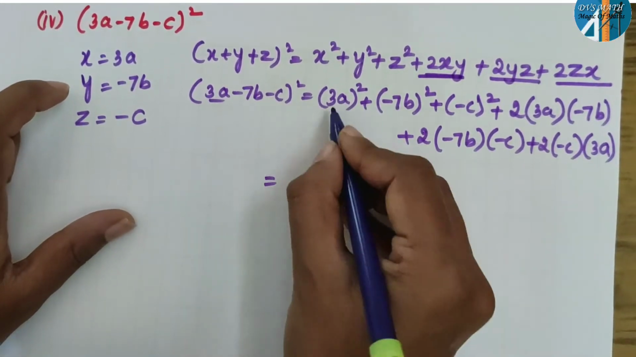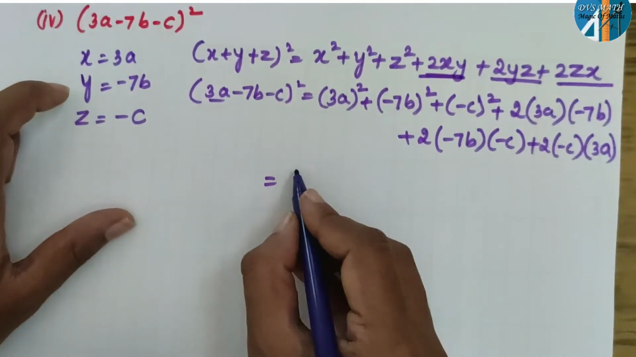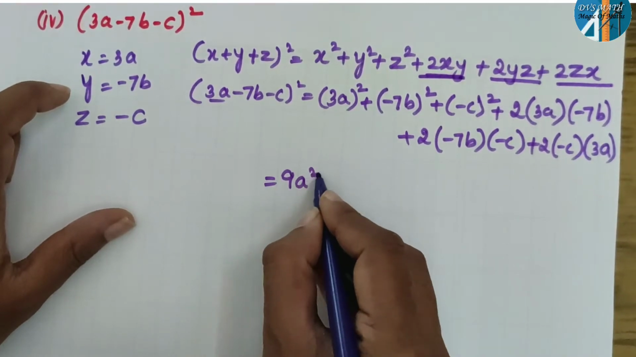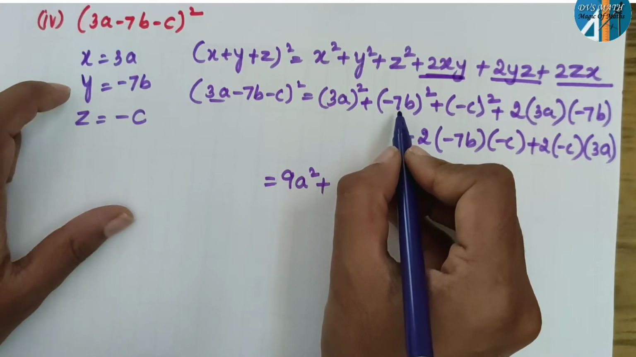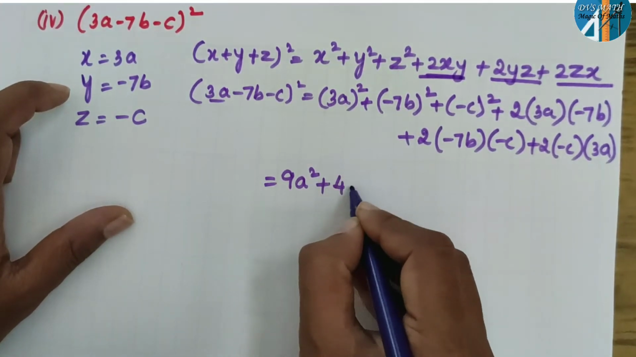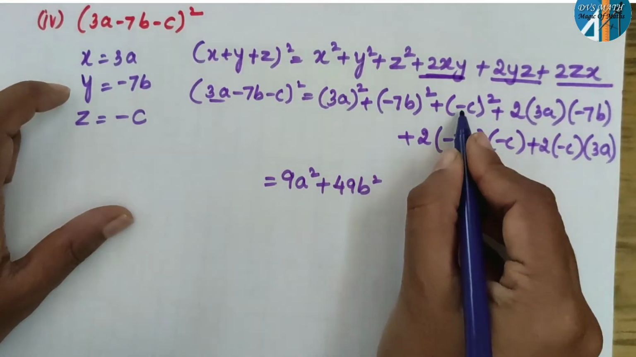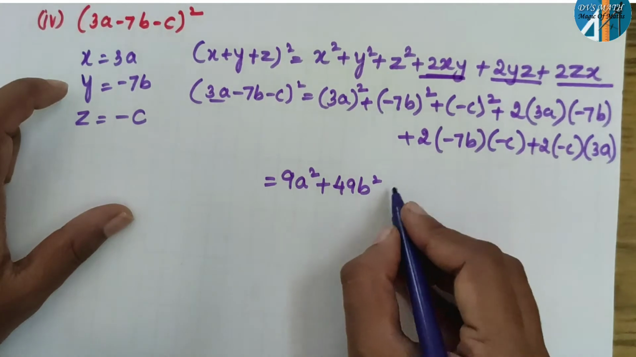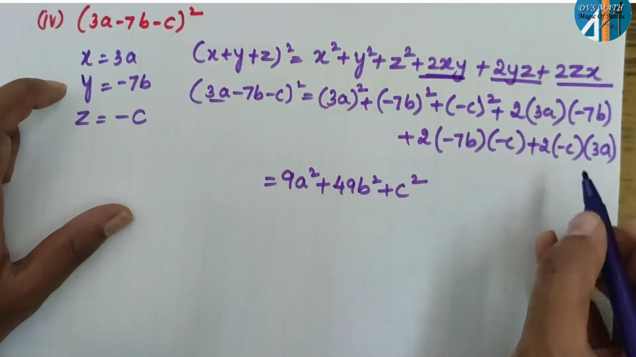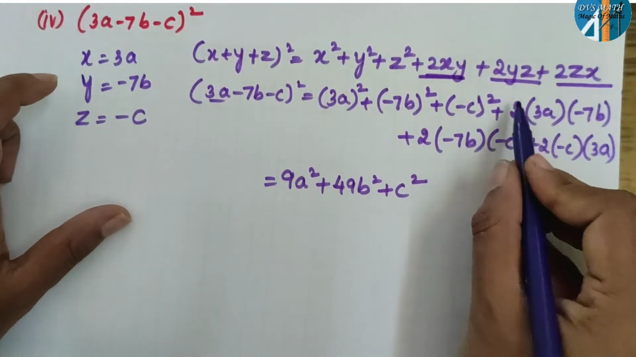So here what you will get? 3a whole square, 3 square it is 9a square. Plus, as I told you, negative square also it becomes positive. Minus 7 square, 7 sevens are 49. So 49b square. Again, minus c whole square, that means 1 square, minus 1 square it is plus. So plus c square.